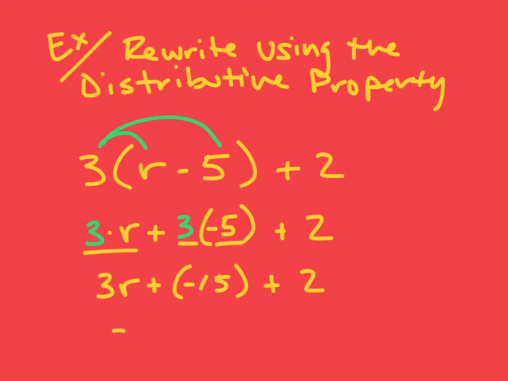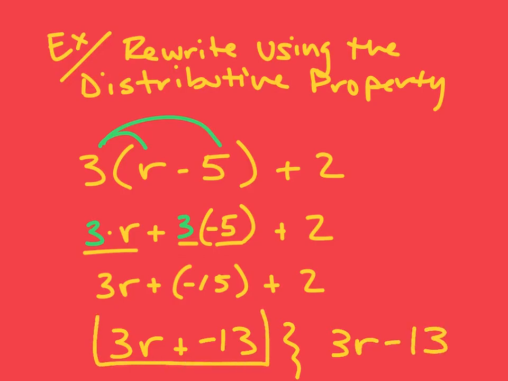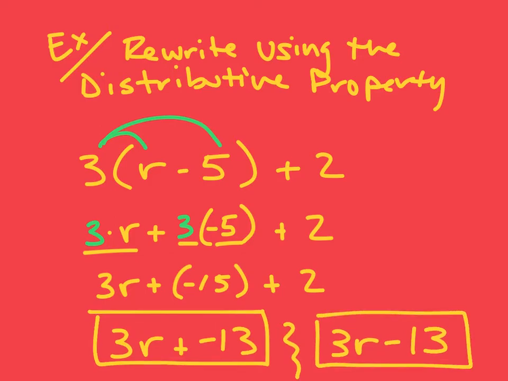So my final answer here is 3r plus negative 13. And I could also write this as 3r minus 13. However you want to write it, it doesn't matter. However, we want to make sure that we can go from here and do the math that's necessary. So here we're just distributing our 3, evaluating it, and then combining our like terms and getting it into the simplest possible form that we can.